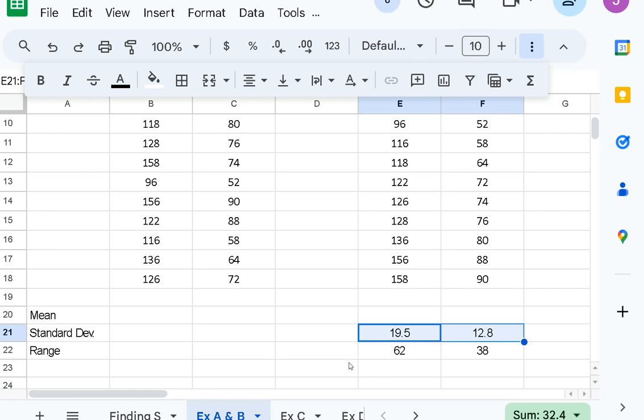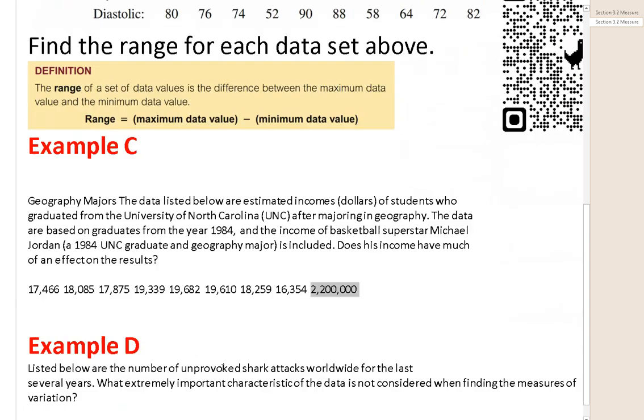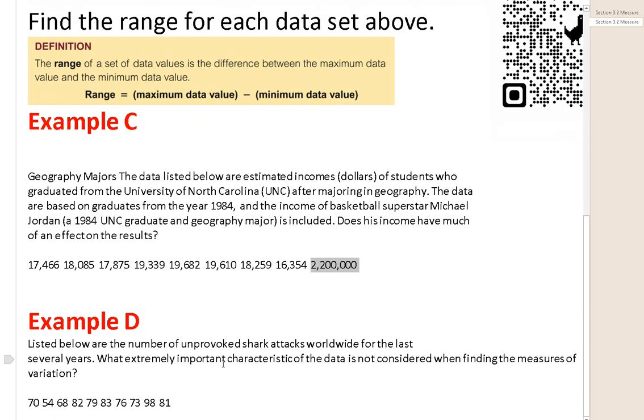All right, how are we looking on that one? Doing okay? It kind of matched our expectations, so pretty good on that one. Let's move down to example C, which I kind of find amusing. Geography majors. The data listed below are estimated incomes in dollars of students who graduated from the University of North Carolina, UNC, after majoring in geography.